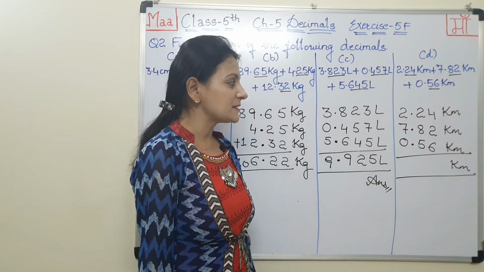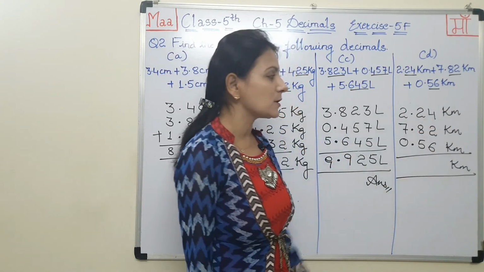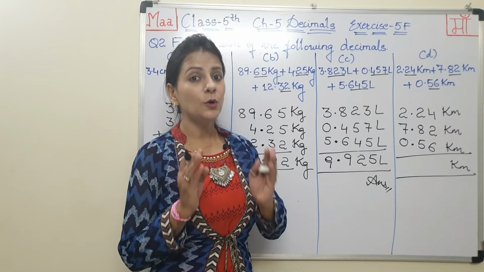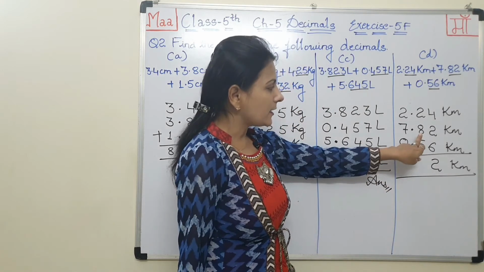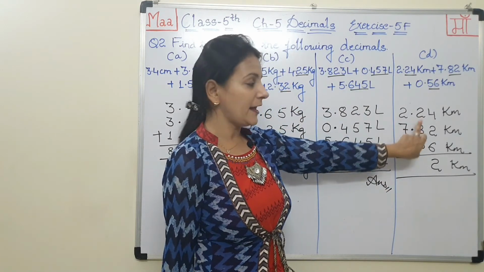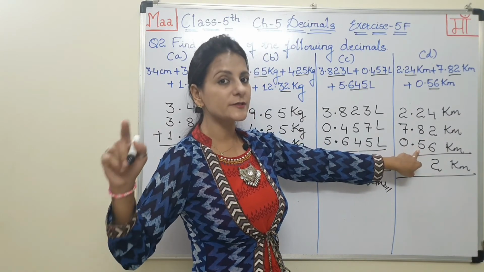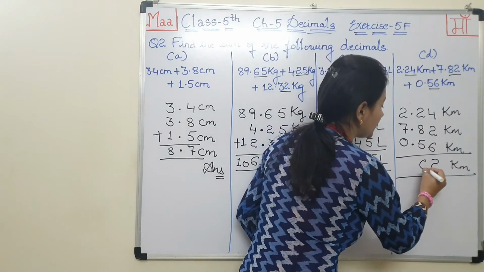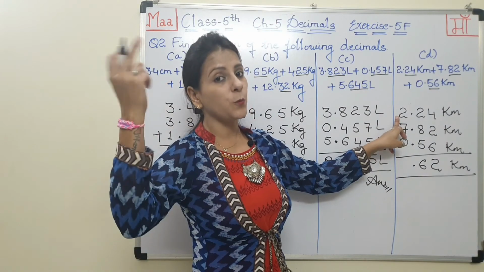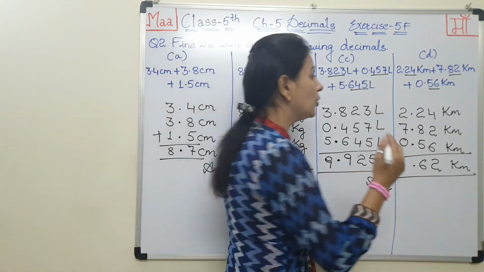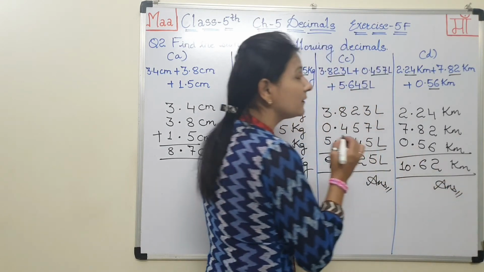Now start adding the decimal numbers from 100th place, the last place. So 6 plus 4 is equals to 10 plus 2 is equals to 12. So keep 1 in mind and 2 will come in 100th column. Then 8 plus 2 is equals to 10 plus 5 is 15 plus 1 which was there in our mind is equals to 16. So 6 will come in 10th place and 1 in mind. Now 7 plus 2 is equals to 9 plus 1 which was there in our mind is equals to 10. So 10.62 kilometer is the answer of part D.